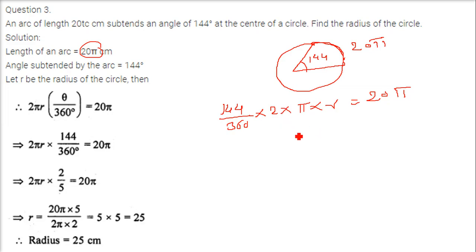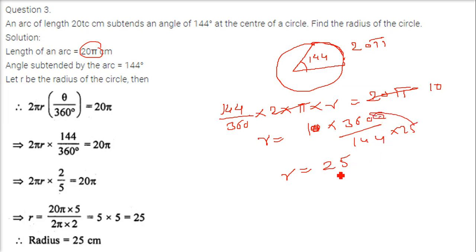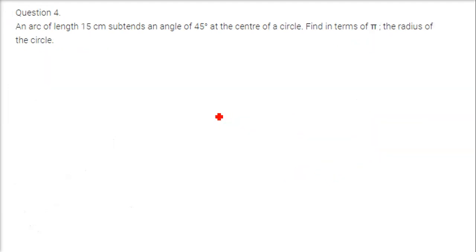So what do you get here? You get r equal to, this is 2 pi, 2 tens are 20, so this will be 10. R will be equal to 10 into 360, so 3600 by 144, and this is going to come as 25. 144 into 25 is 3600, so R will be equal to 25.